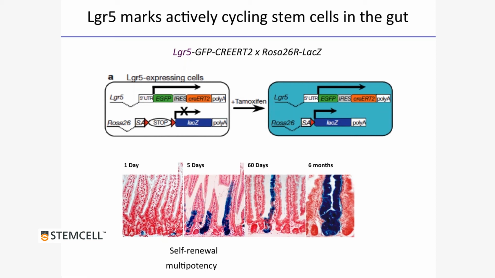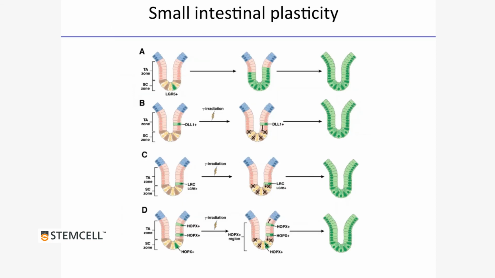There are other markers, and also other cells have been identified as potential stem cells in the gut. This is exemplified in this slide, where in the stem cell zone we can identify these LGR5 positive cells. They will give rise to entire crypt villus units, indicating that they self-renew and differentiate into the intestinal epithelium.